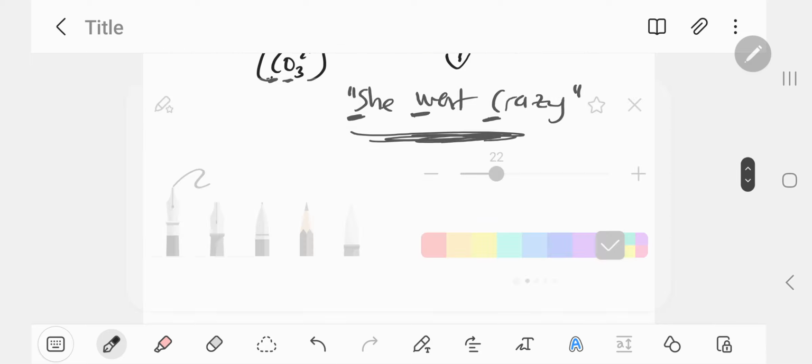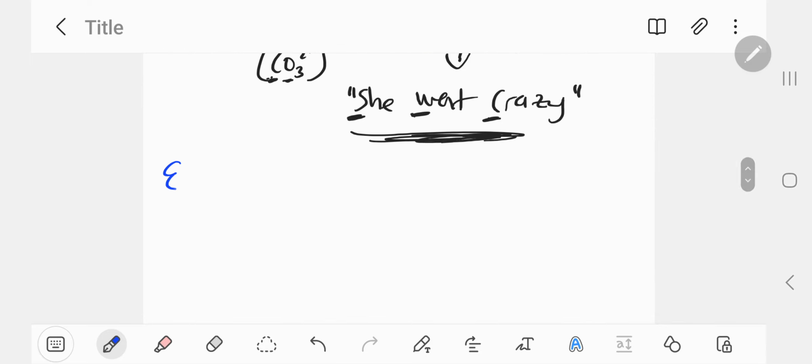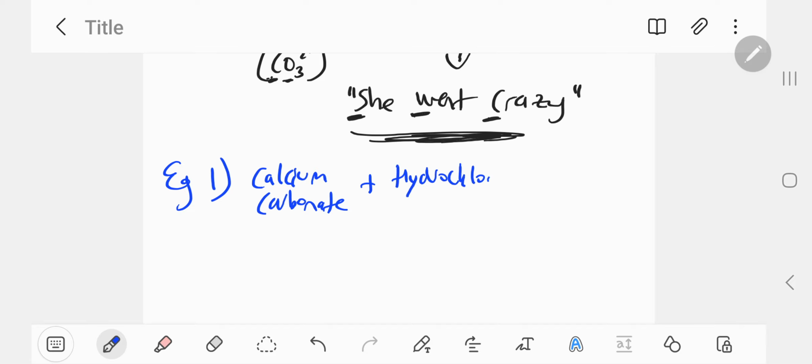So she went crazy: salt, water, carbon dioxide. And it's just doing examples from here. So let's do an example. Example 1. Let's do a common one: calcium carbonate plus hydrochloric acid.